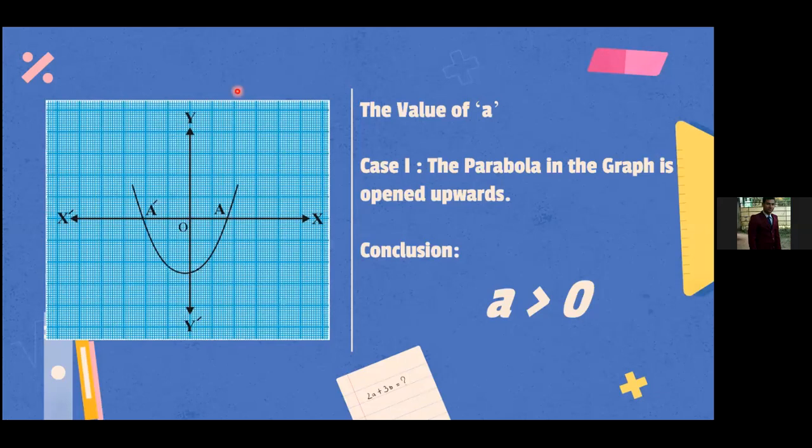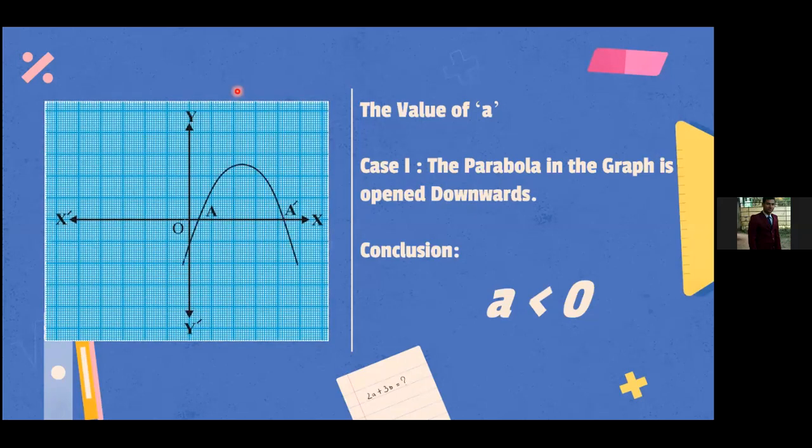Now in the next slide, we have taken a polynomial, plotted its zeros, and we have got that the parabola is facing downwards. When the parabola is facing upwards, we get the value of a greater than 0 or positive. This time we will get the value of a less than 0, or the negative value of a.